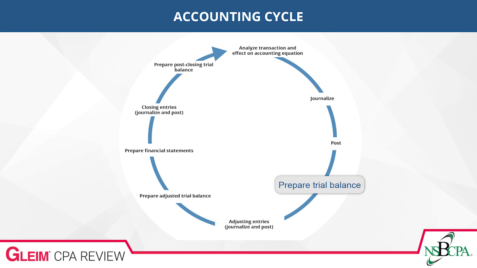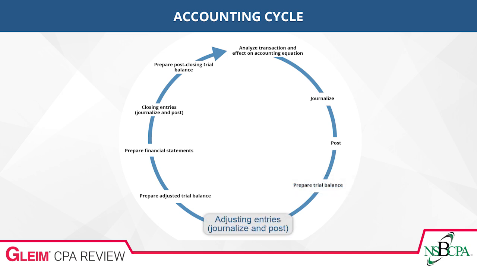After posting the transactions and finding the ending balance of each account, the next step in the accounting cycle is to prepare a trial balance. The trial balance is a list of all the accounts and their balances. This step will verify that after posting, the total amount of debits equals the total amount of credits. Now, we have a list of all the accounts and their balances, the trial balance.